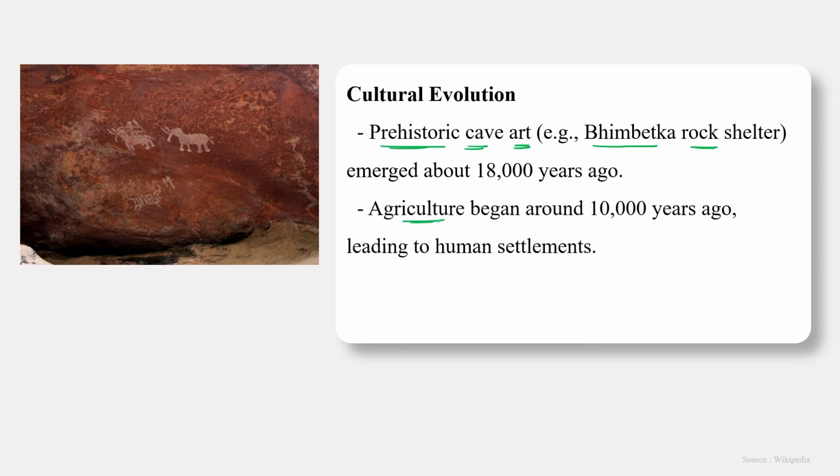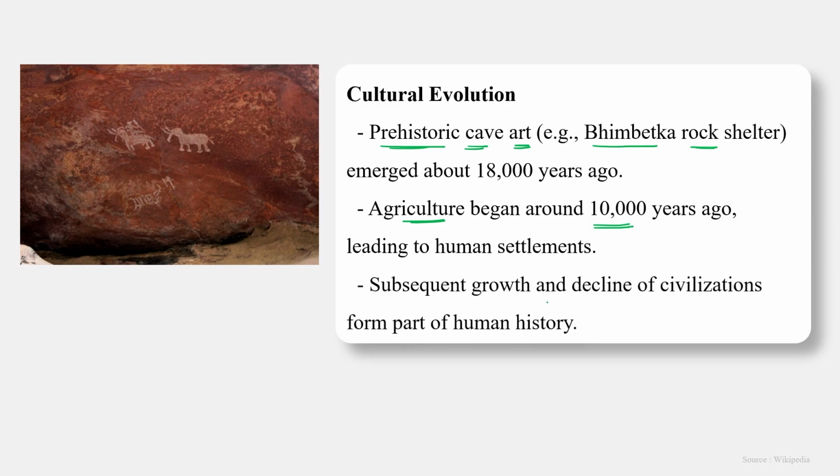Agriculture also began around 10,000 years ago with these individuals, Cro-Magnon man, and this shows human settlement in the same place, and subsequent growth and decline of civilization as part of human history.